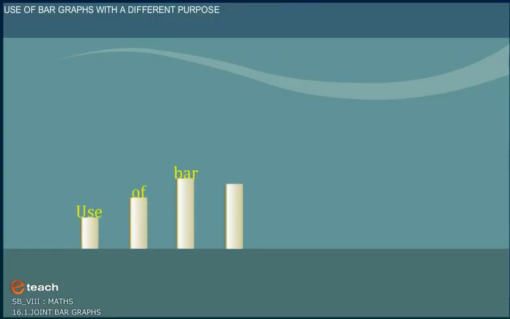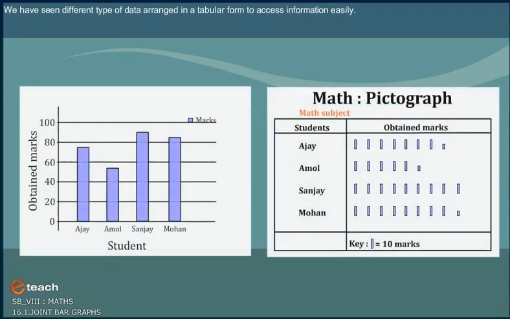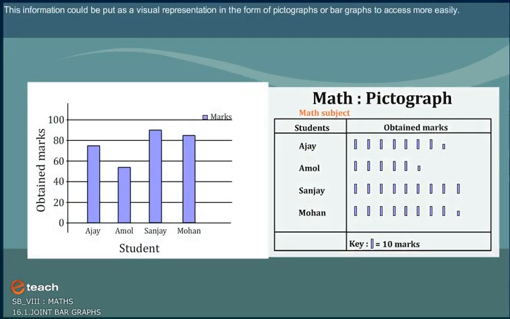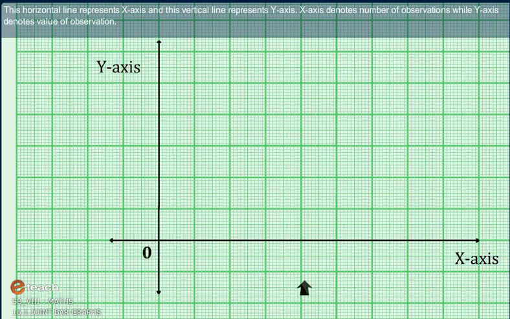Use of bar graphs with a different purpose. We have seen different types of data arranged in a tabular form to access information easily. This information could be put as a visual representation in the form of pictographs or bar graphs to access more easily. This horizontal line represents x-axis and this vertical line represents y-axis. X-axis denotes number of observations, while y-axis denotes value of observation.